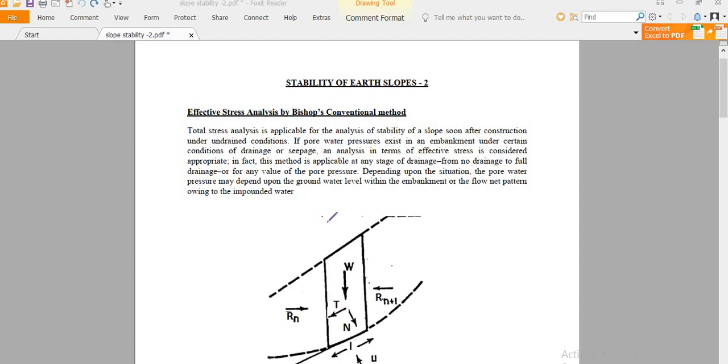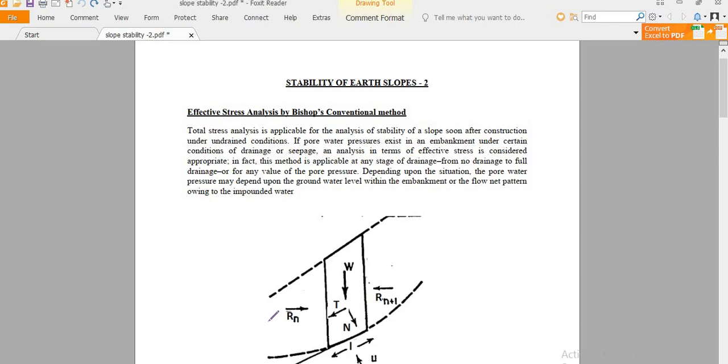But what happens when seepage starts to occur and there is a drained condition? Also, for example, if you take a natural slope, normally there is a groundwater table, there is groundwater flow or seepage. So these conditions should be analyzed using effective stress analysis. Why? Because we have to consider the effect of pore water pressure.